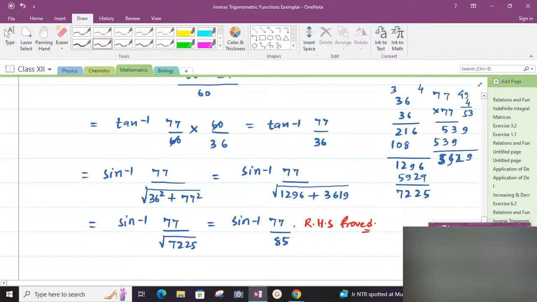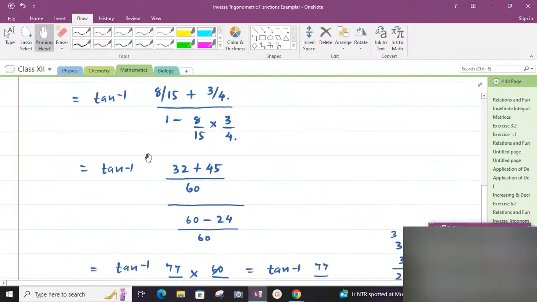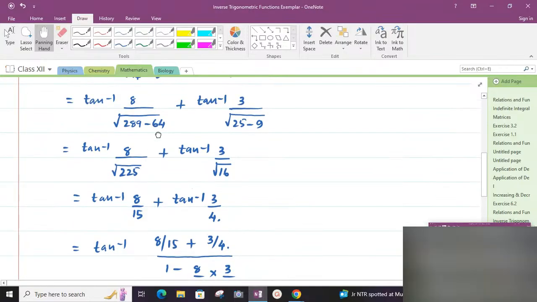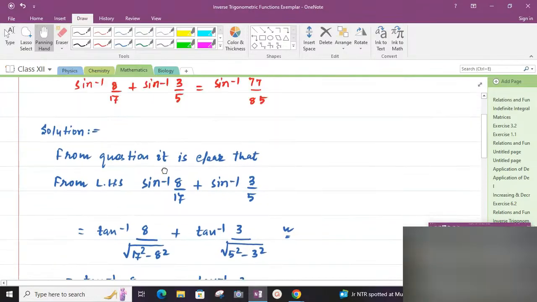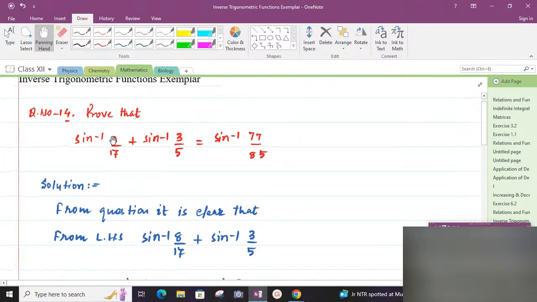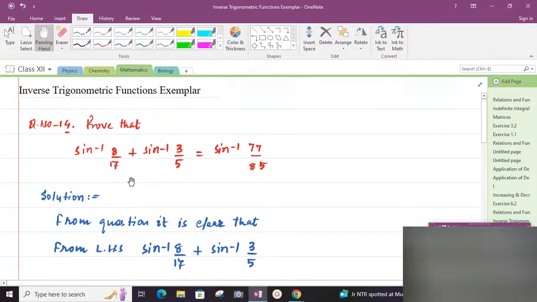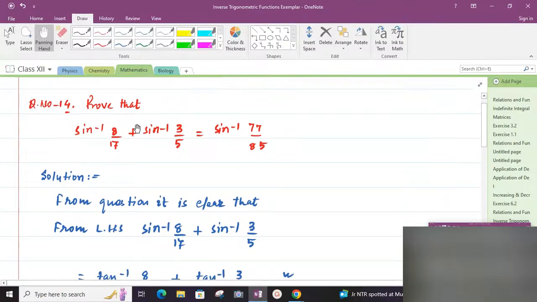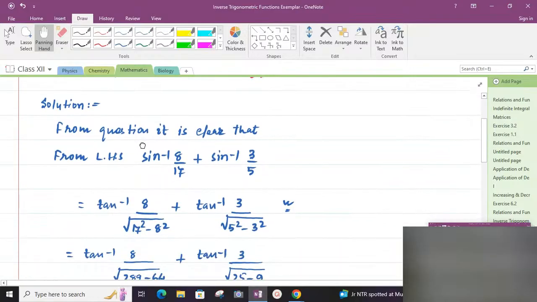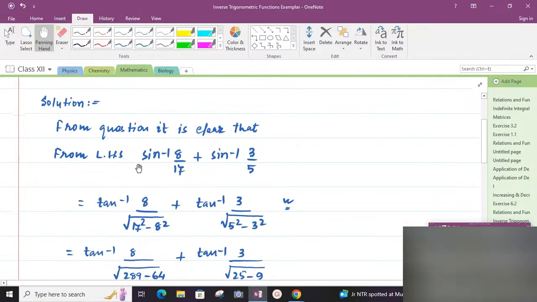Hope that there is no problem to understand this solution. Let's see once again. This is the question number 14. And in this question, it asks us to prove that sine inverse 8 by 17 plus sine inverse 3 by 5 equal to sine inverse 77 by 85. So from the question it is clear that we take this one from LHS.